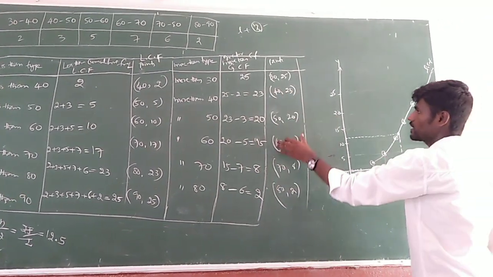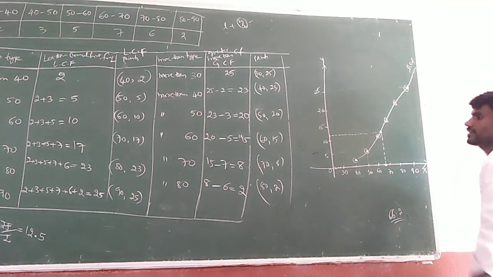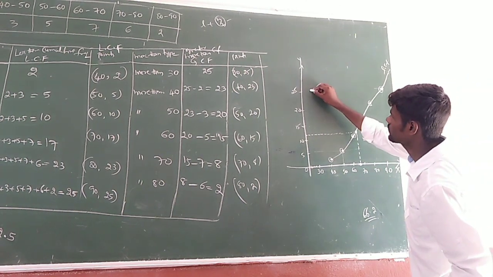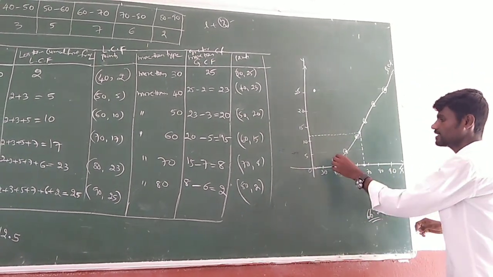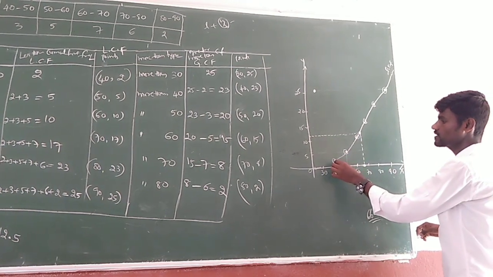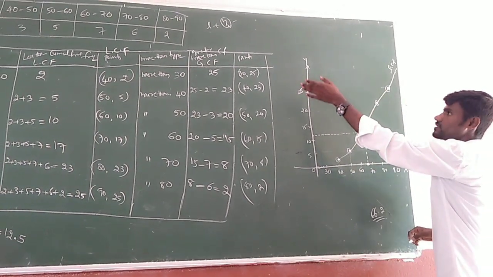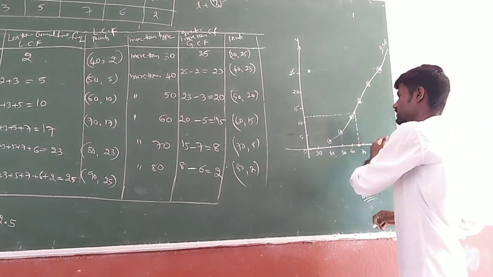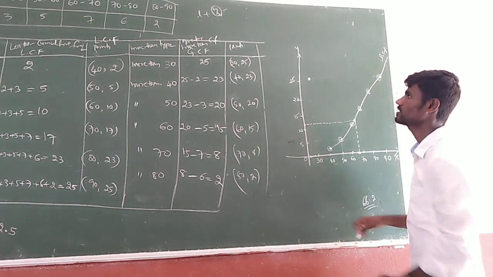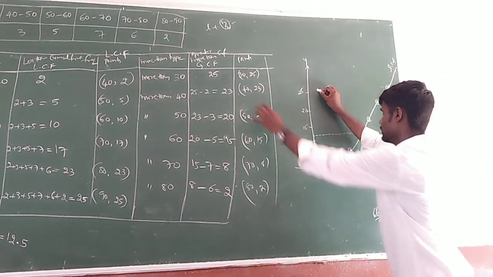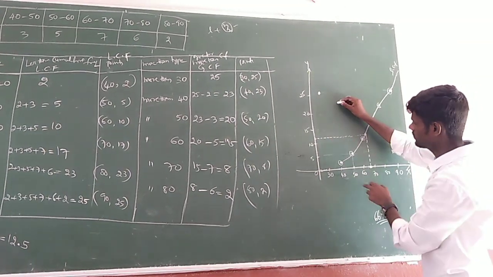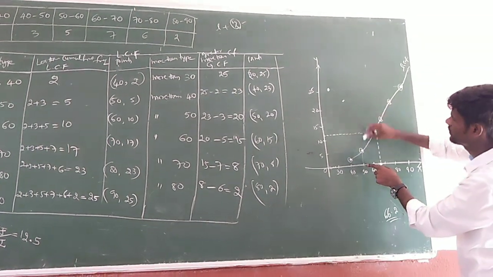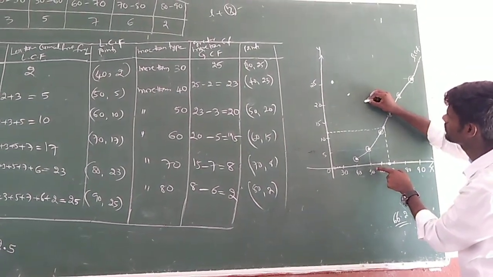Now let us locate these points on the previous less than cumulative graph. Let us see here, 30, 25. Always remember, the less than curve is in ascending order, it will increase from lower to higher. The more than type will decrease, from higher to lower. That is the condition you just remember. While drawing, remember more than means we will decrease, less than means we will increase. So next 40, 23, in between 20 and 25. Next 50, 20, it is here.